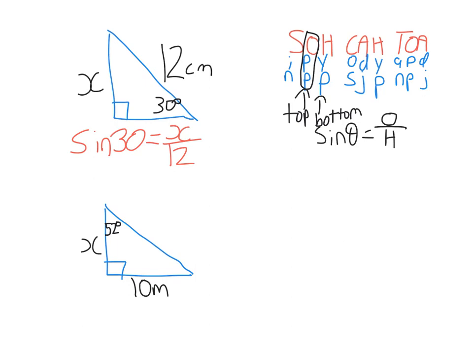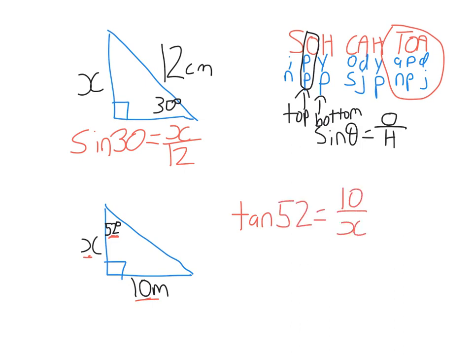So we have our reference angle. X is next to it, but not the hypotenuse. So X is adjacent and 10 is facing it. It is the opposite. So opposite and adjacent, we use tan. So we have tan of the angle equals opposite over adjacent. Again, we're trying to find X.